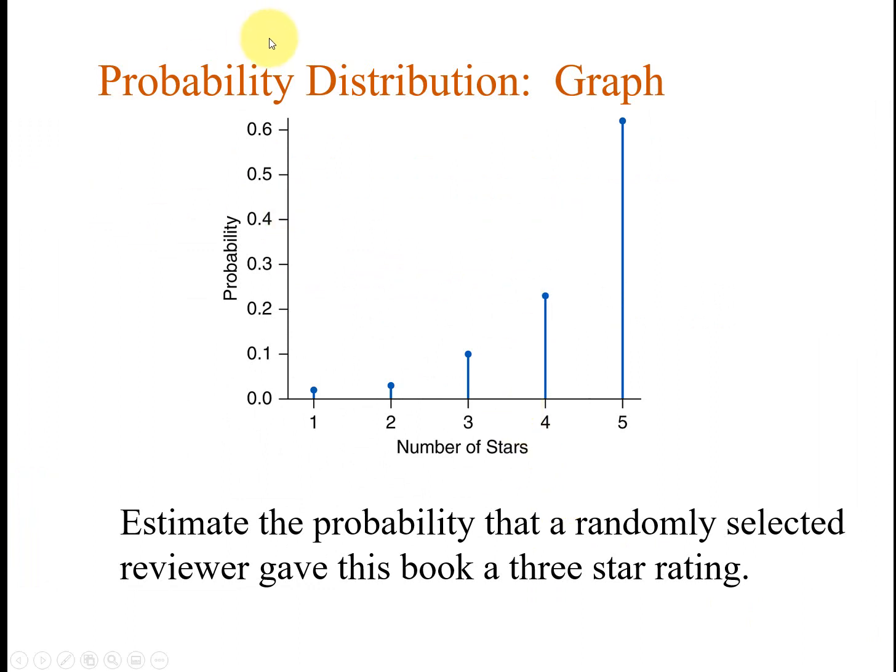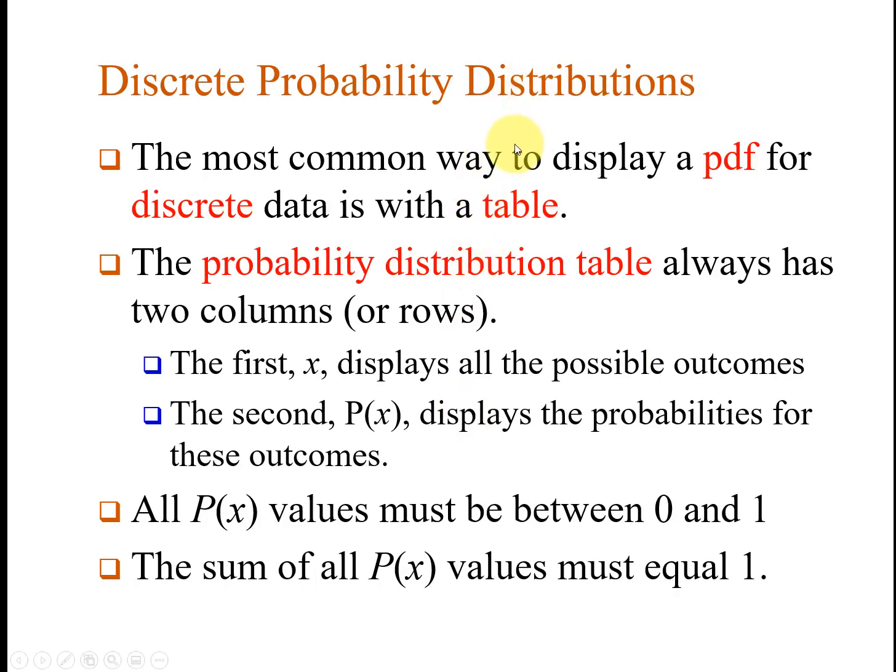And then here's an example of a probability distribution graph, and this is also discrete, like the rolling die. Estimate the probability that a randomly selected reviewer gave this book a 3-star rating. You could look at the number of stars, 3. Look at where the dot is, look to the left, so about 10% gave this book a 3-star rating. And then discrete probability distributions: the most common way to display a PDF for discrete data is with a table.